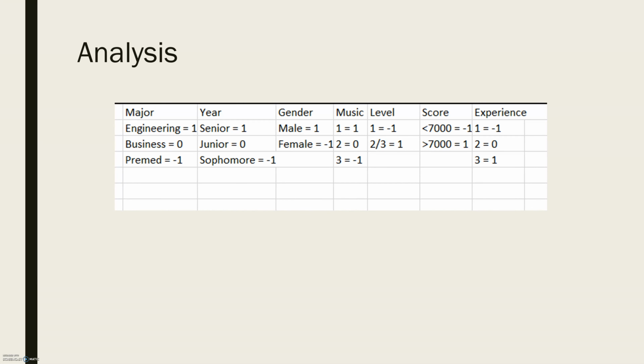For the level, we thought that 1 is low, so if you're on level 1, that means you scored low. If you're on level 2 or 3, we put it as high. And for the score, if you scored less than 7,000, then we coded that as low, and if it's higher than 7,000, then we coded that as high. And for the experience, 1 is low, 2 is 0, and 3 is high.